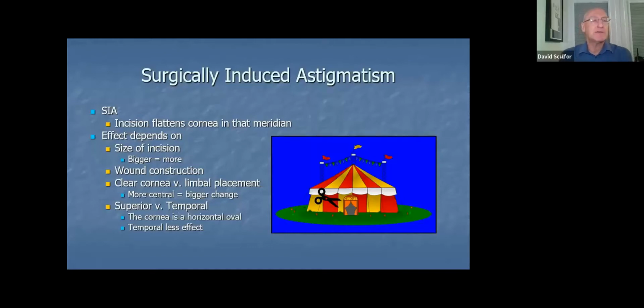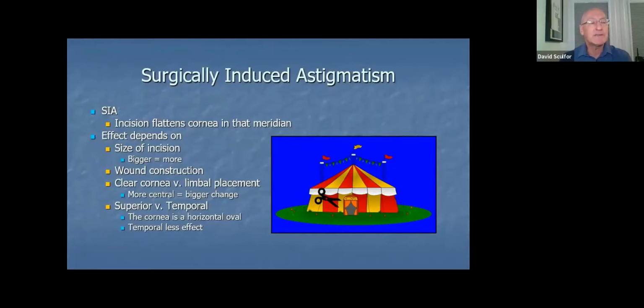Now the effect depends on a number of factors. It depends on the size of the incision, as you might imagine. If you make a bigger incision, you're cutting more of the guy ropes, and therefore you'll get more of an effect on the cornea. Back in the day when I started in optometry, and they were still doing extracapsular cataract extraction, we had one particular surgeon where it was not unusual to see a tensil following the surgery. Happily it went down once the stitches were removed.